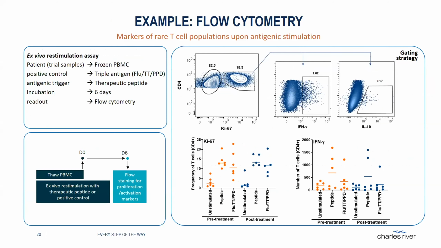So the workflow here was that the frozen PBMCs from patients prior to and following treatment were thawed and then established in culture in the presence of the therapeutic peptide or a positive control antigen. And the gating strategy shows that we were looking at CD4 cells for the proportion of these that were proliferating, as evidenced by their Ki67 expression. And then we were furthermore looking at these to see what inflammatory cytokines they were producing, hence the frequency of cytokine producing cells to the antigen of interest. What we would typically then do is to compare the expression in the pre and post-treatment samples to see whether the therapeutic had modulated the desired effect.